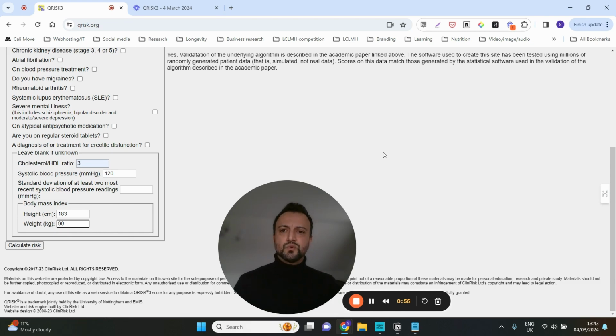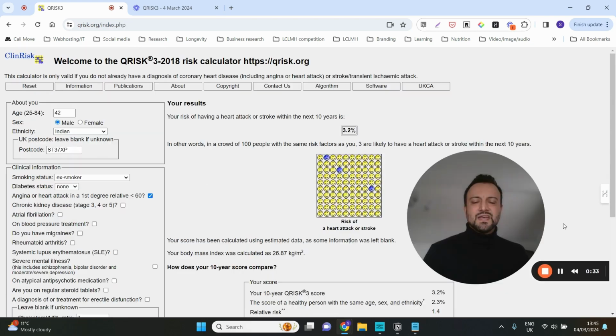Now, once we've pumped all that information in, we can press the button to calculate risk. So these are the results. Let's have a look. It's telling me that my risk of having a heart attack or stroke within the next 10 years is 3.2%. That's actually pretty low. In other words, in a crowd of 100 people with the same risk factors, 3 people are likely to have a heart attack or a stroke within the next 10 years.